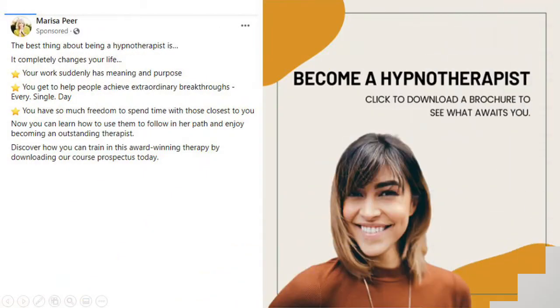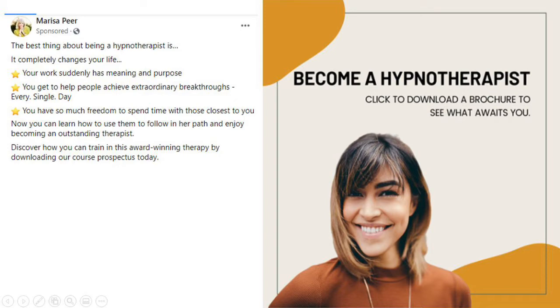Now let's see an example of an advertisement. Look here. Become a hypnotherapist. The best thing about being a hypnotherapist is it completely changes your life. Your work suddenly has meaning and purpose. For you guys who still think about what your life is, what the purpose and the meaning of your life is, it's going to be very interesting for you.